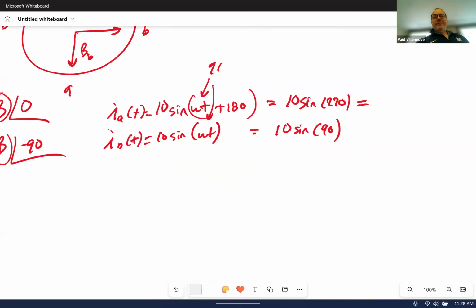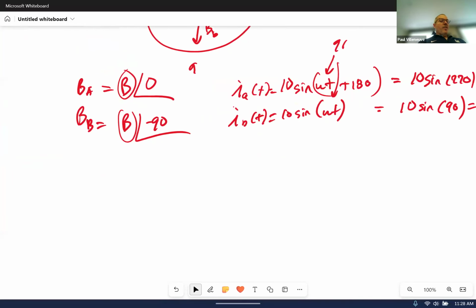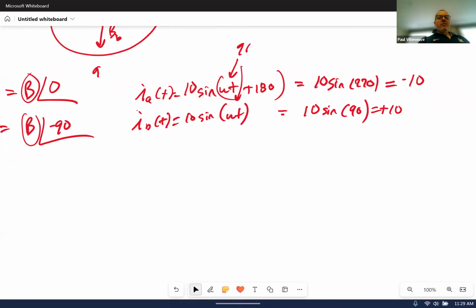Negative 10. What's 10 sine of 90 equal to? Positive 10. So now the only other thing is it said, determine the net magnetic flux density given the following currents, and the peak magnetic flux is 5 times the peak current. So all you needed to do, your B currents were just equal to 5 times whatever current you had going through there.